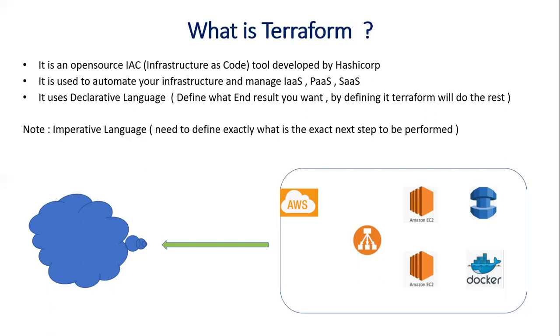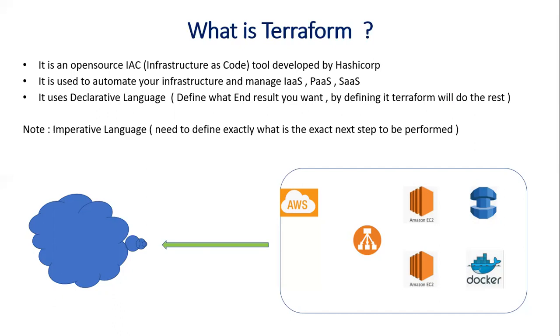What does a declarative language mean? It defines what the user needs as a result, what we need as a desired state. So I want to create a VM, or I want to create an infrastructure, and that's my desired state and my goal. I need not worry about what the next step is which I need to take care of. Terraform itself does the rest of the job for us.